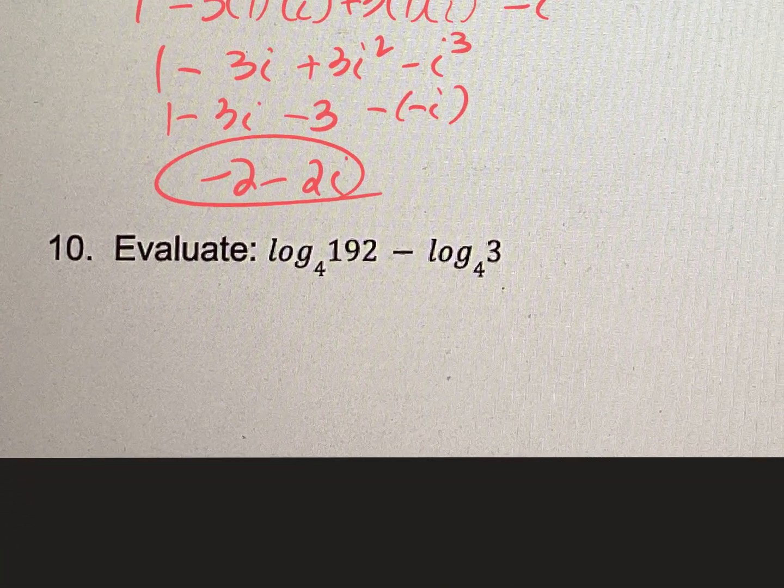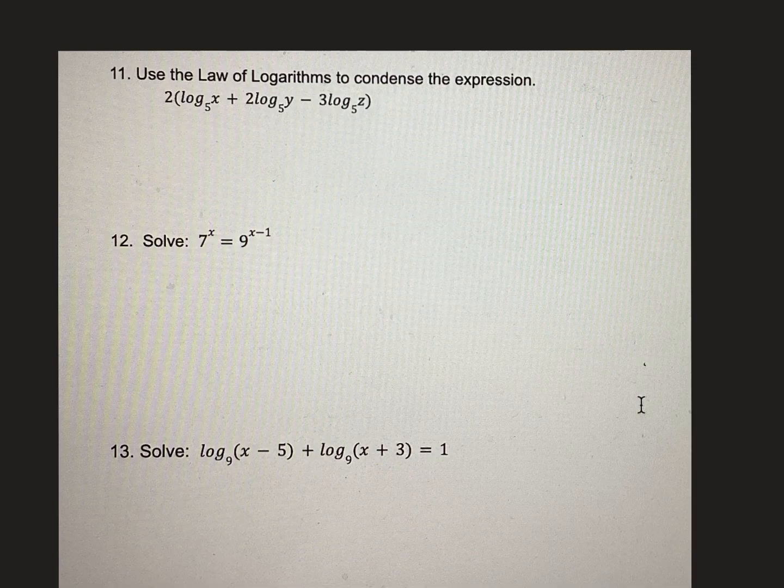All right, number 10. Got subtraction. Subtraction means division. So if I do 192 divided by 3, that's 64. It's asking you 4 to what power is 64? The third power.